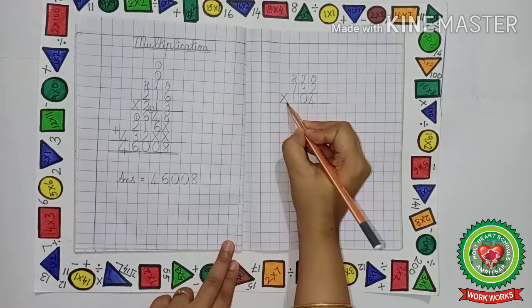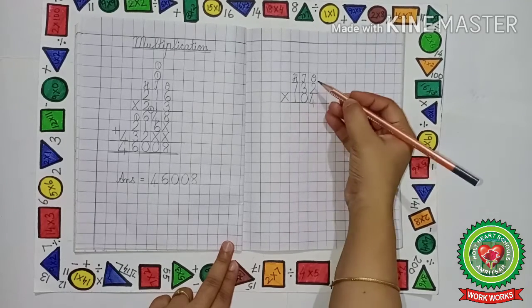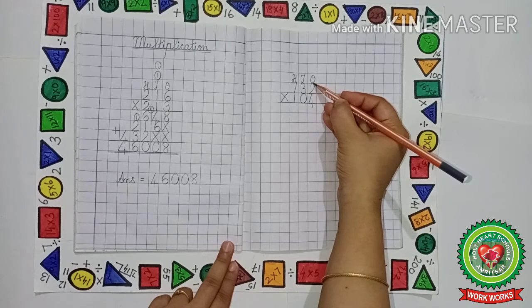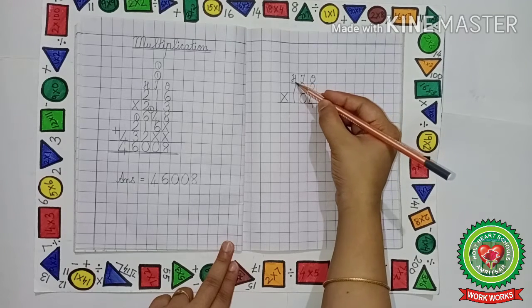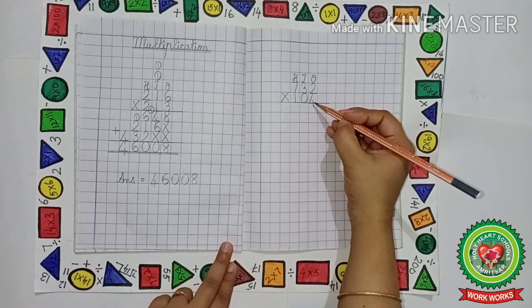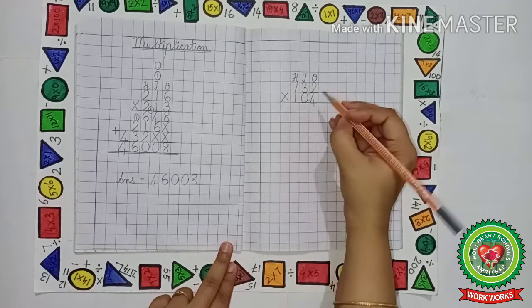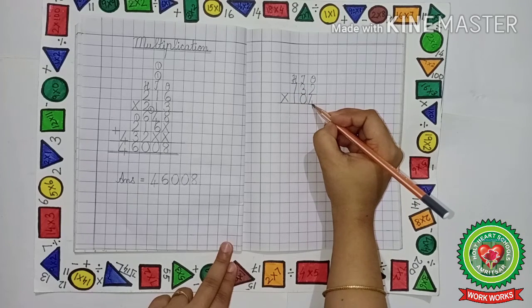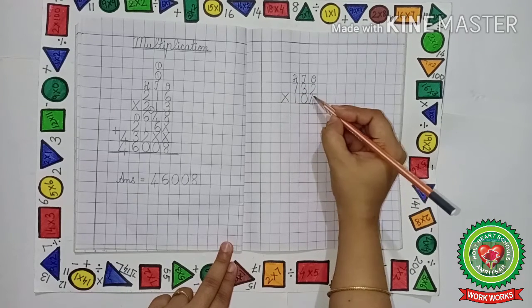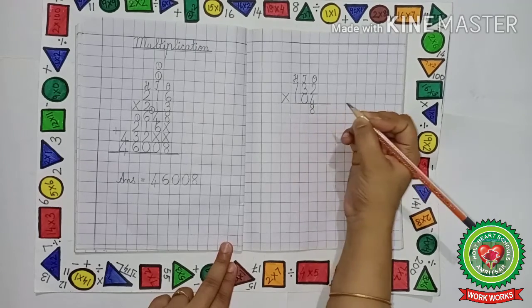732 multiplied by 104. As you can see, I have again written the place value table, ones, tens, hundreds. Let us now start multiplying from the right hand side, from the ones place. So we will multiply 4 with all the digits first. So let us pick the table of 4. 4 ones are 4, 4 twos are 8. So we will write over here 8.